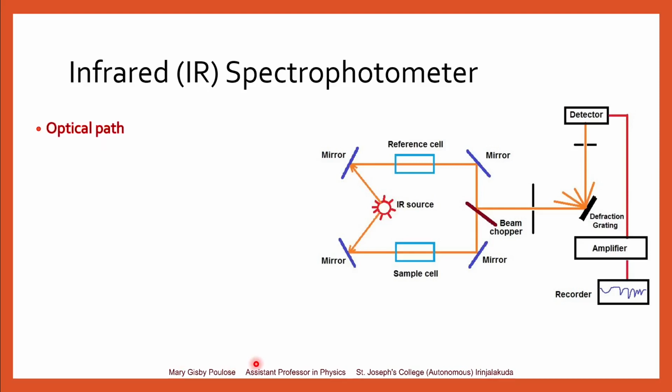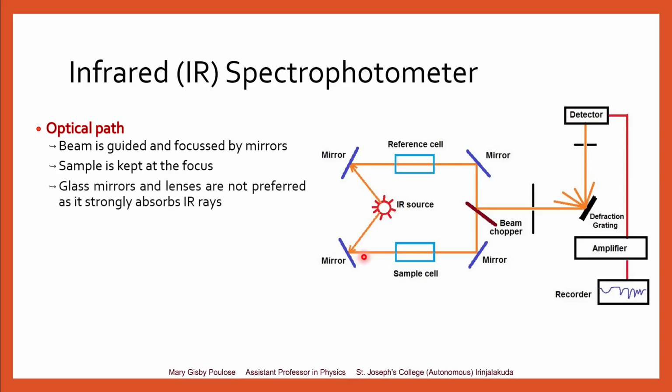The next component is the optical path. Now this source light is guided and focused by means of mirrors. The sample is kept at the focus, nearer to the mirrors, so that all of the beams pass through the sample. And glass mirrors and glass lenses are not preferred because glass strongly absorbs infrared rays.